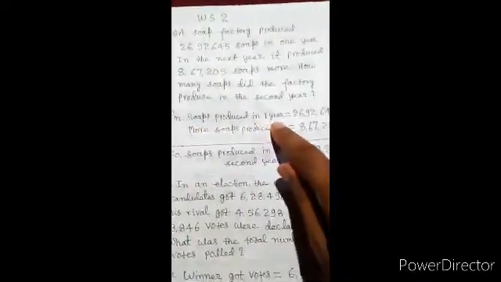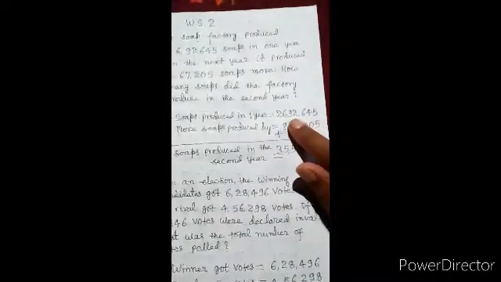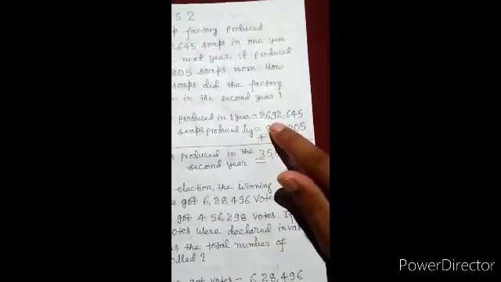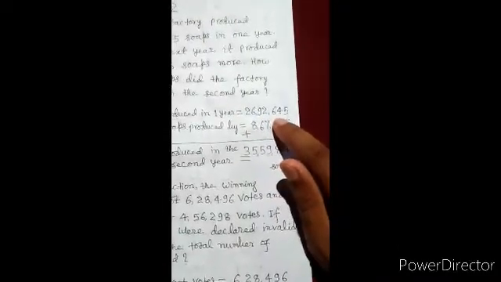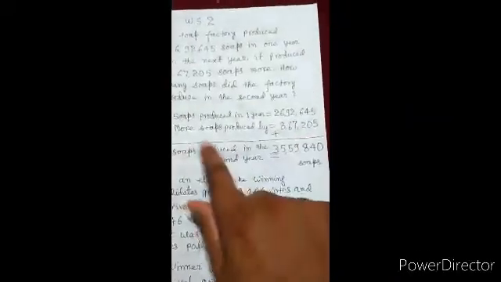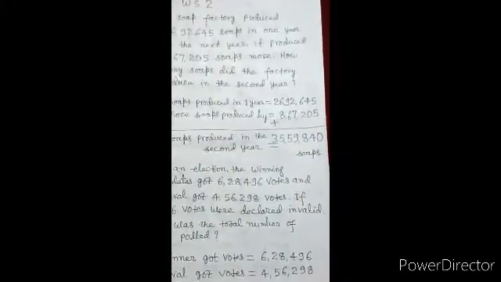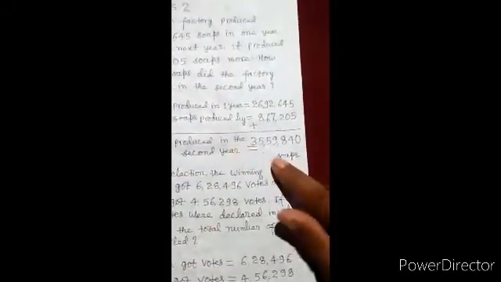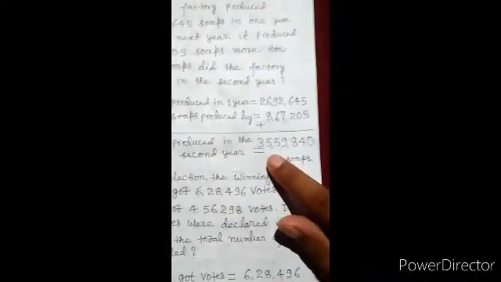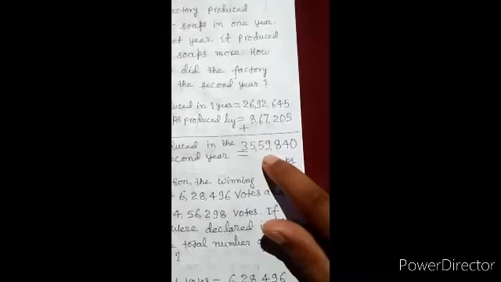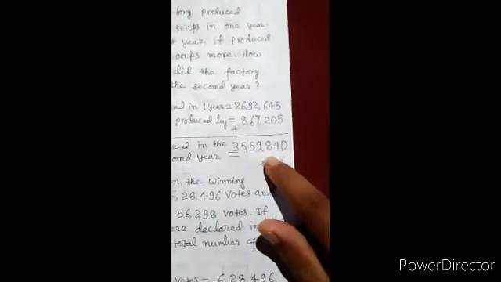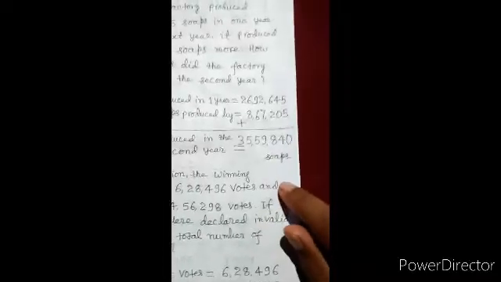Solution: soaps produced in 1 year, that is given here. 26,92,645. This is the same number, and this number is increased. So I added it here, and our final result is like this. So soaps produced in the second year will be 35,59,840 soaps. This is our result, which is produced in the second year.